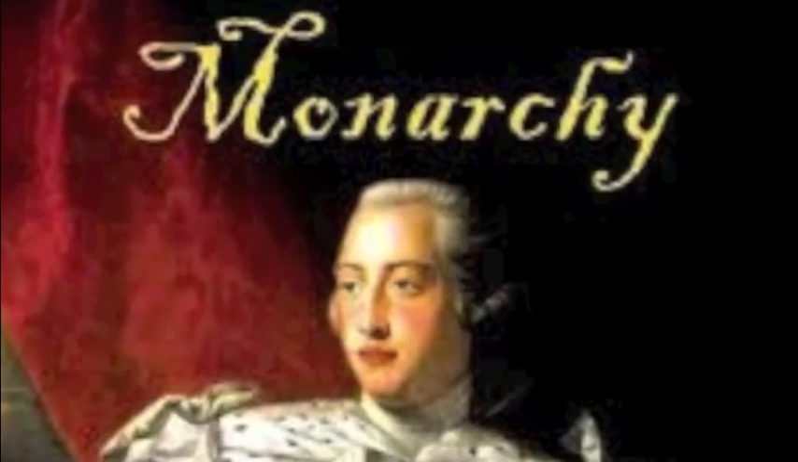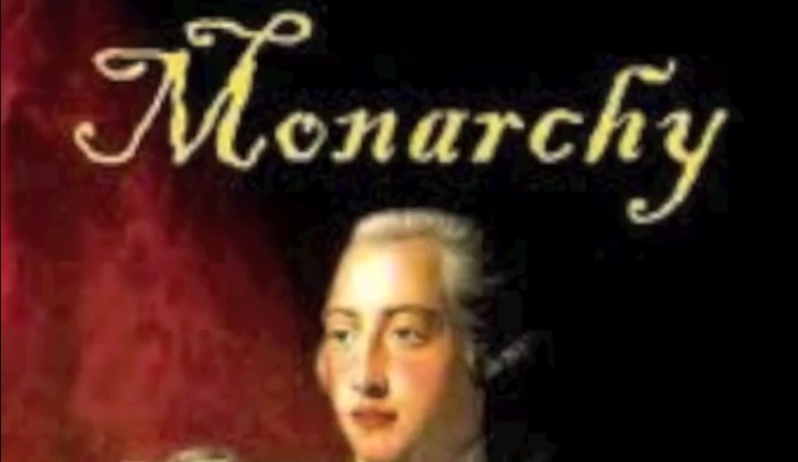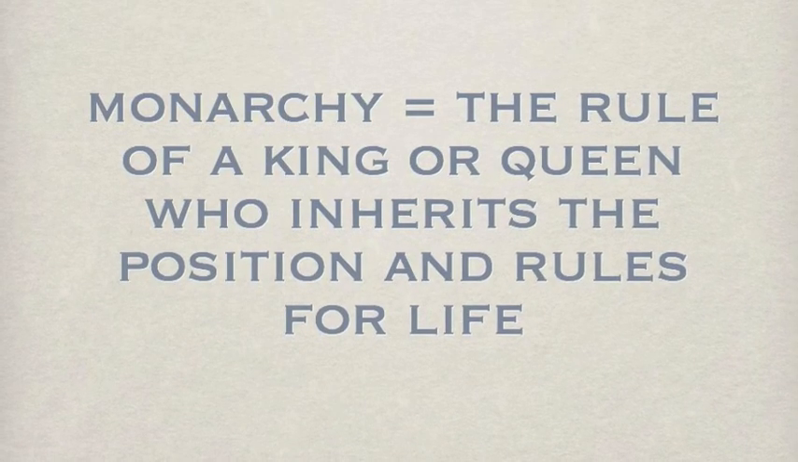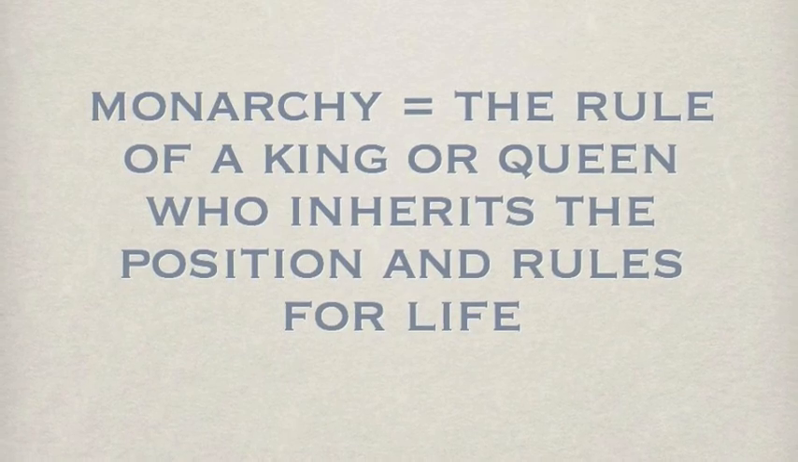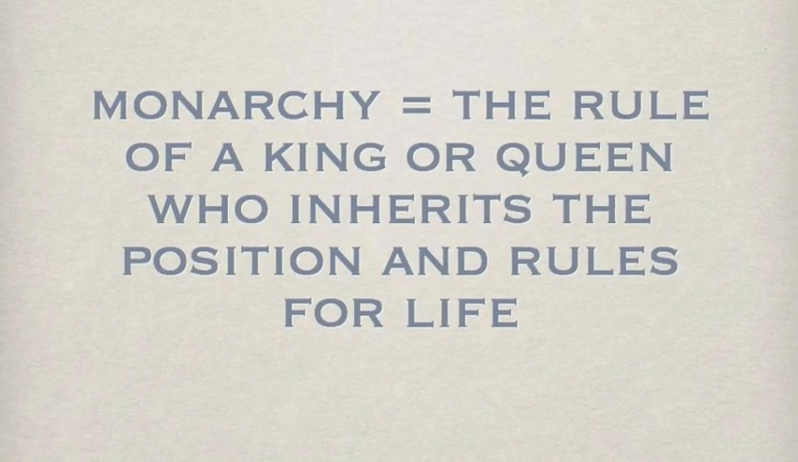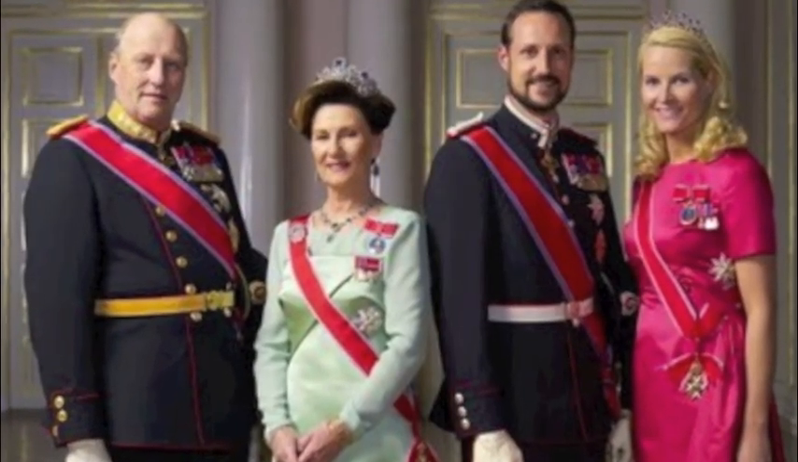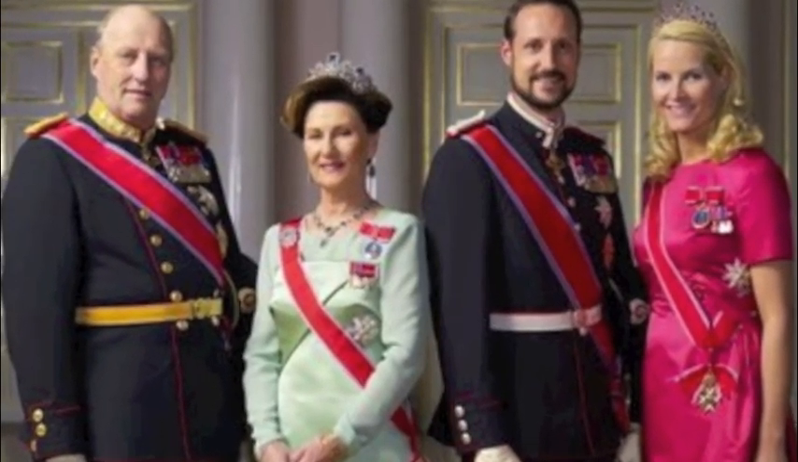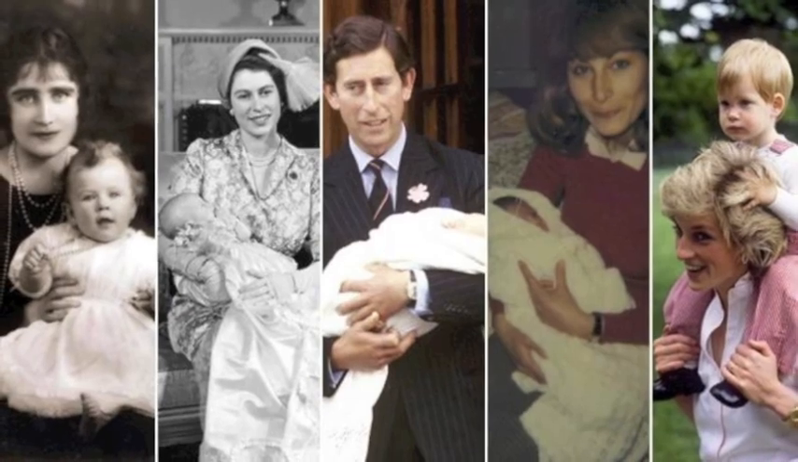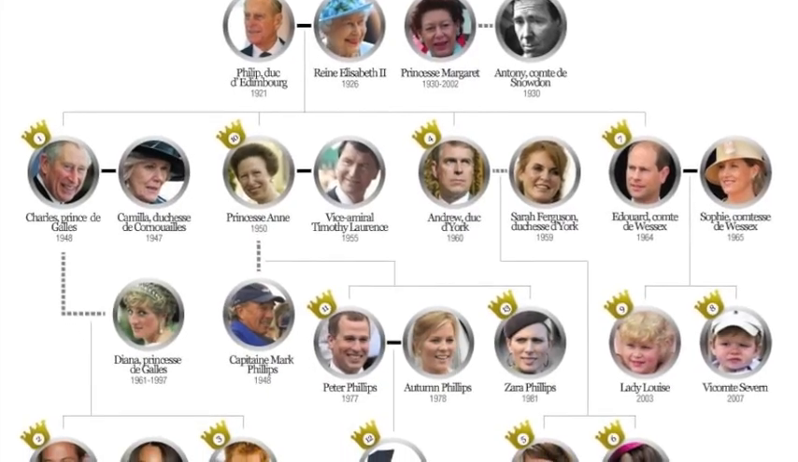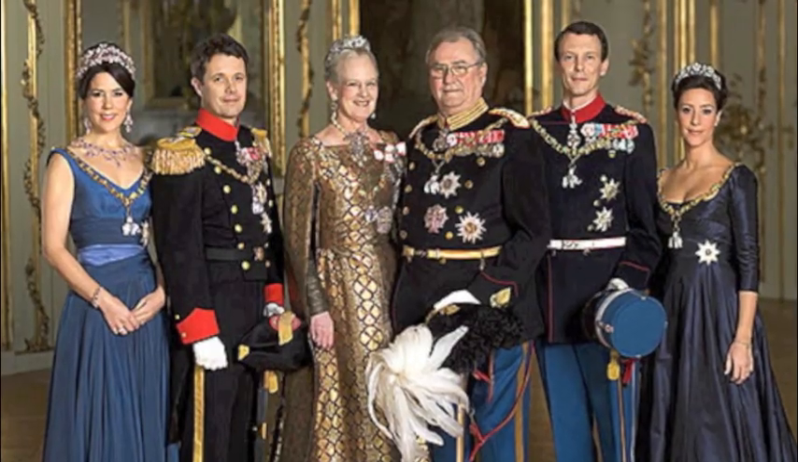One example of an autocracy is a monarchy. This is the rule of a king or a queen who inherits the position and rules for life. This means that monarchies generally are controlled by a family. The king or the queen pass on their power to their oldest child, who becomes the next king or queen, and they pass it on to their child, and so on. So it stays in the family.